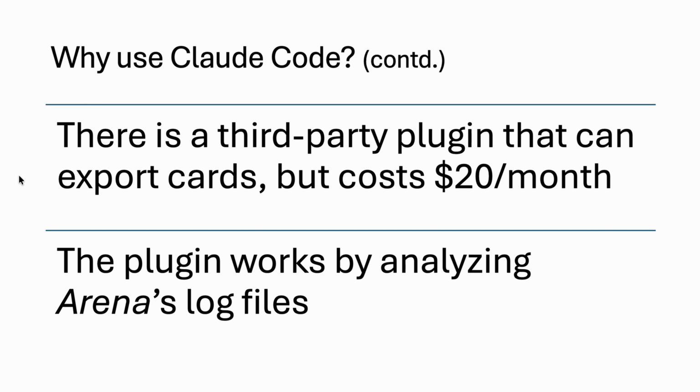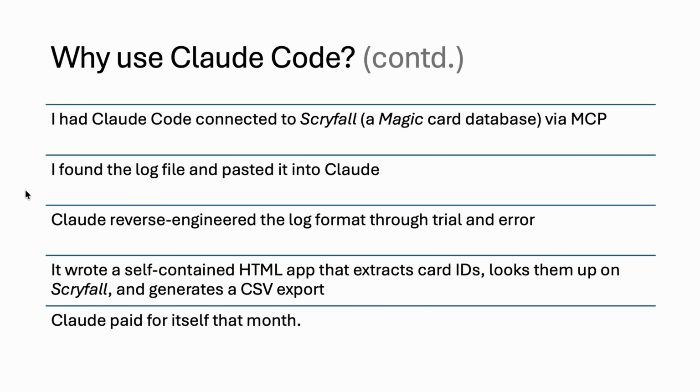It turns out the plugin works by analyzing the log files from the program, and this is explicitly supported by the publishers of Arena. So I already had Claude connected to a Magic card database, so I took the log file from Arena, dumped it into Claude, and Claude was able to reverse engineer the log format. Took a few tries, but eventually it was able to write a deterministic, self-contained HTML application that takes a log file, extracts the card IDs, looks them up on Scryfall, and generates a CSV report. So Claude basically paid for itself that month.